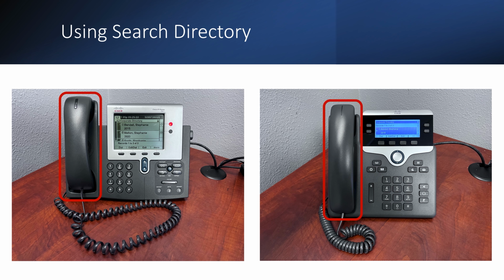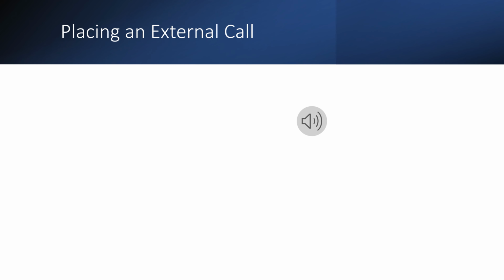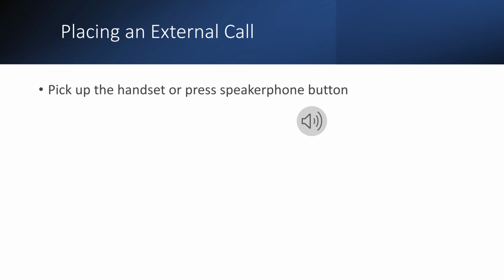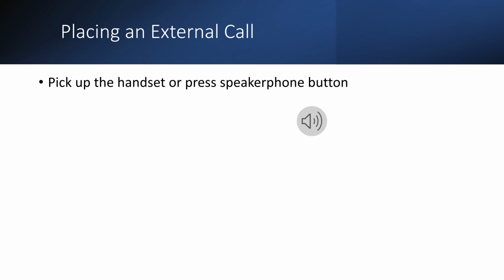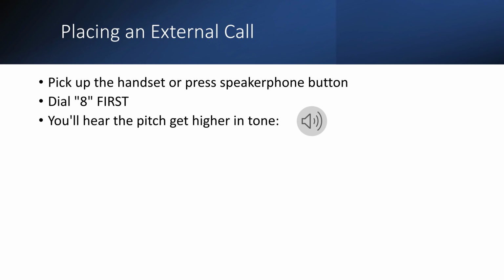To dial an external number, press the speakerphone button or pick up the handset, and before dialing your external number, you need to dial 8. After dialing 8, you'll hear the pitch of the dial tone get much higher.